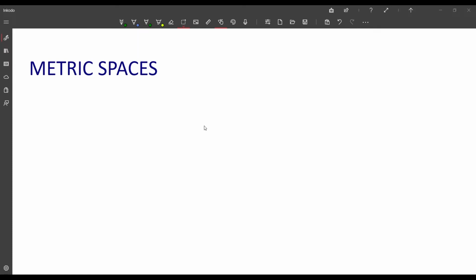Today we discuss metric spaces. So first we define a metric space.